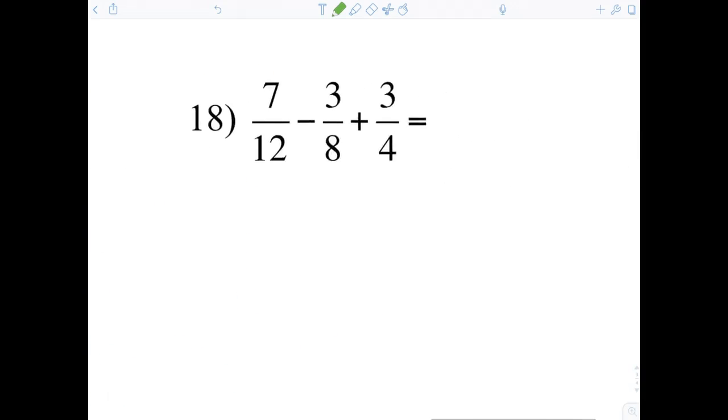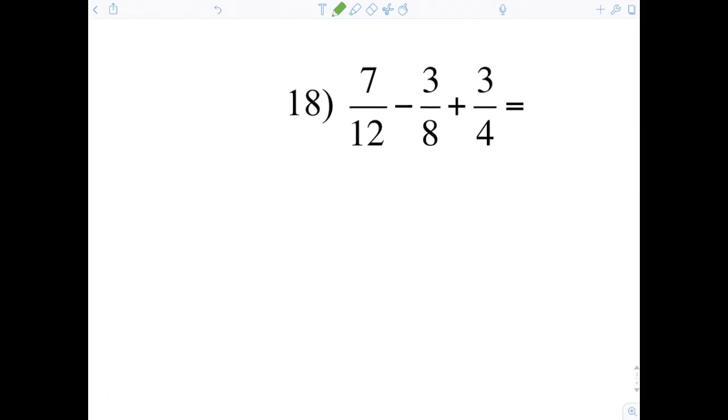I think 18, I tried to just mess with you a little bit here, throw up 3 fractions just to see if I could confuse you. But everything stays the same. Common denominator of 24. So 7/12 is how many 24ths? 14. That's how I'd like for you to say it. 3/8 is how many 24ths? 9/24. And then 3/4 is how many 24ths? 18. Very good.